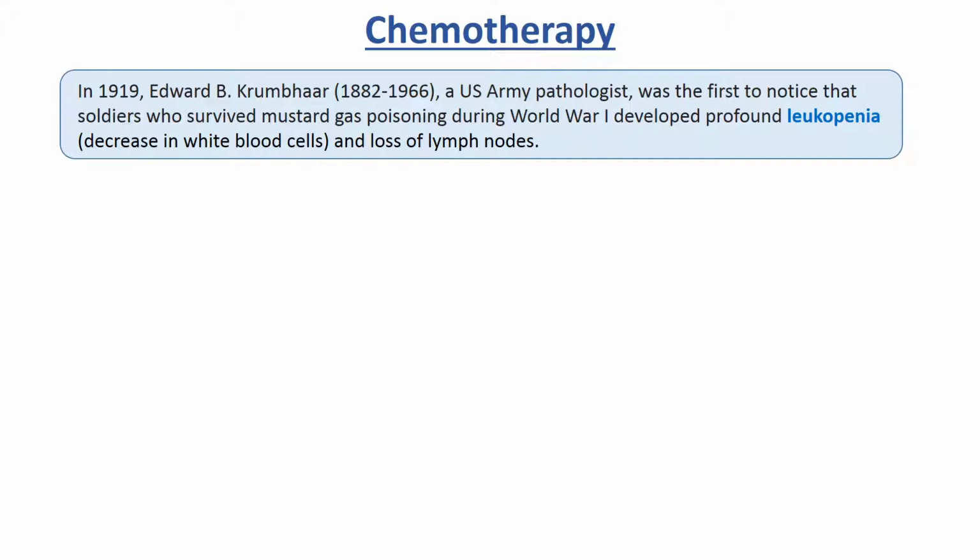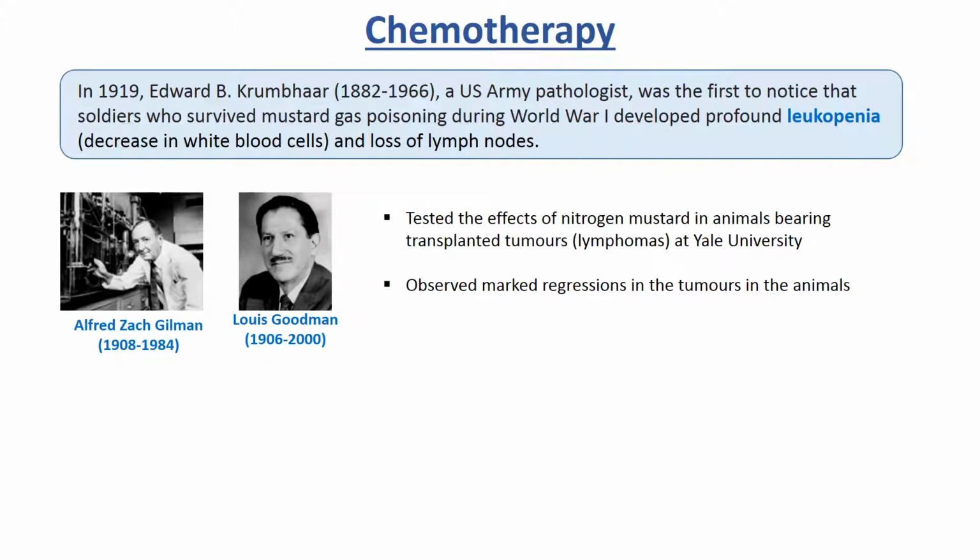In 1919, Edward Krumbhaar, a US Army pathologist, was the first to notice that soldiers who survived mustard gas poisoning during World War I developed profound leukopenia, that is, a decrease in white blood cells, and the loss of lymph nodes. At Yale University, Alfred Gilman and Louis Goodman tested the effects of this nitrogen mustard in animals bearing transplanted lymphomas, and here they observed marked regressions in the tumours in the animals.